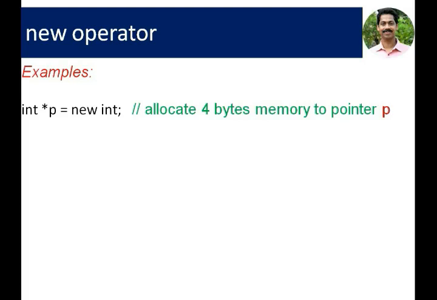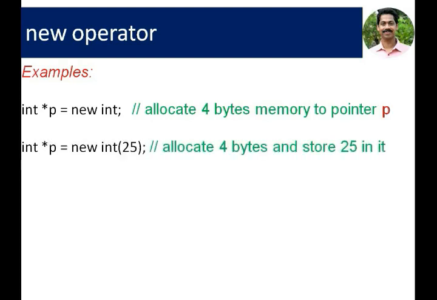The new operator allocates memory for one integer, that is 4 bytes, and gives its address to pointer variable p. Here is another example for the new operator, new int(25). We are giving a value within brackets. So 4 bytes will be allocated, and this initial value 25 will be stored into that memory address, and its address will be stored into pointer variable p.